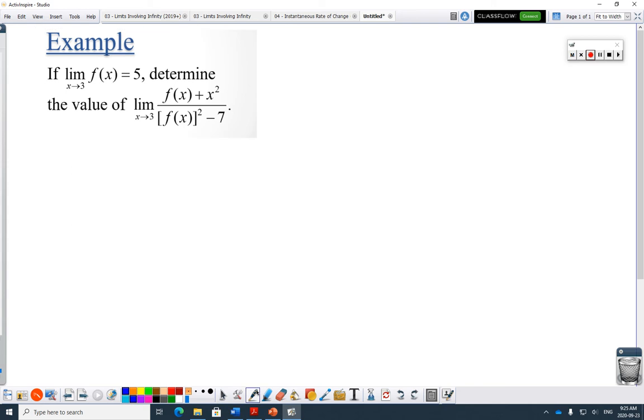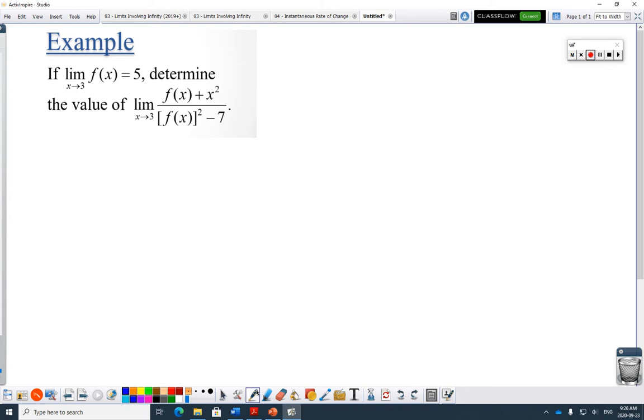Are we ready? This is as tough as it gets using what I've just showed you. And I hope by the end you'll be like, oh, okay, that's really no problem. This says find the limit as x approaches 3 of this whole big mess.